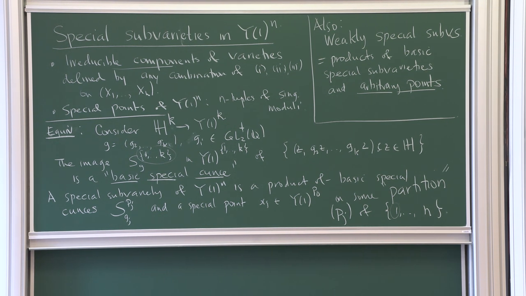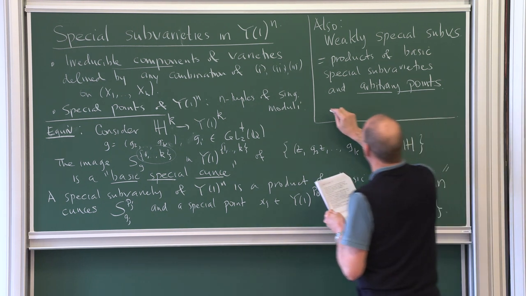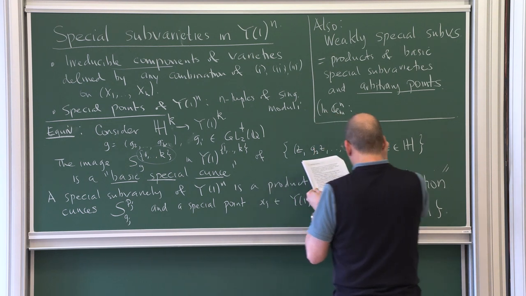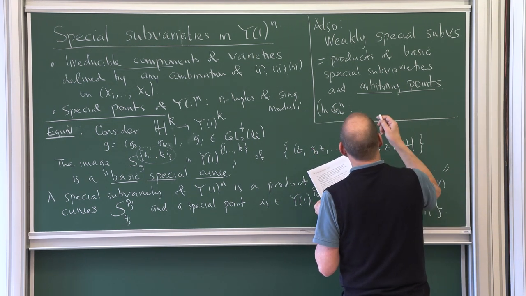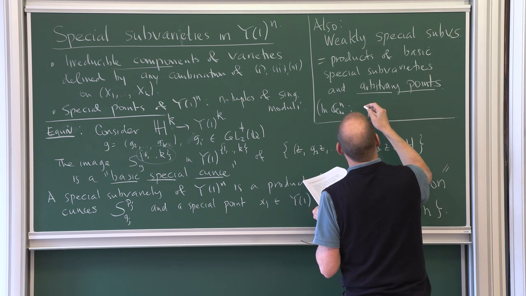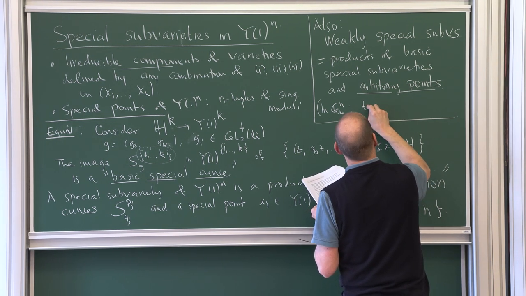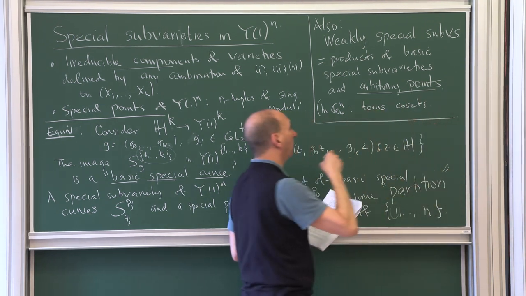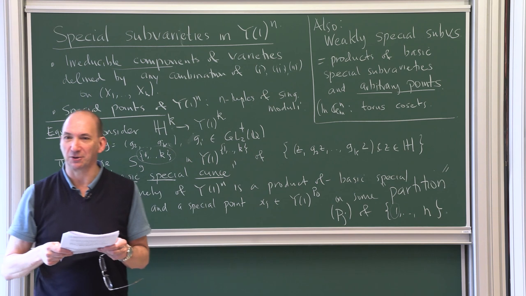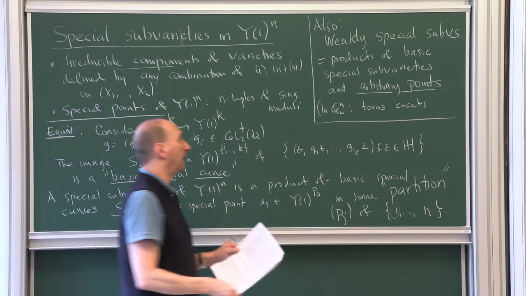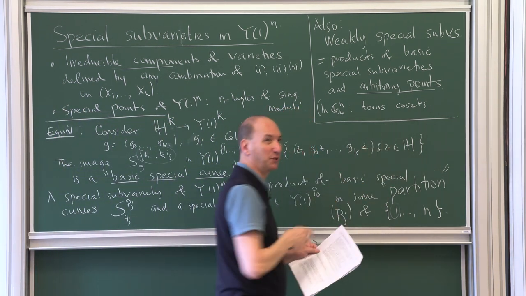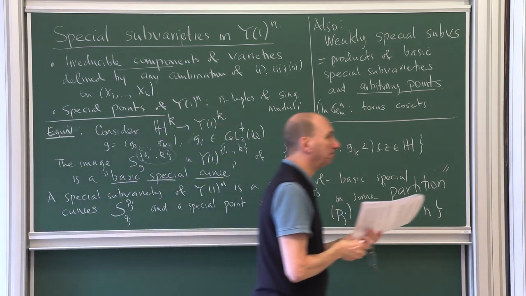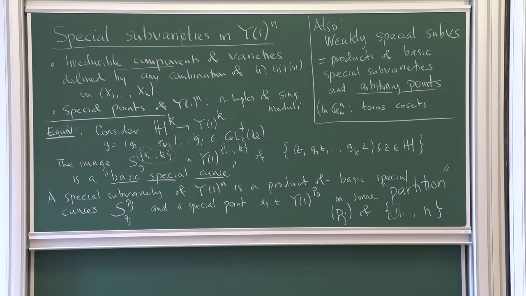Right. And just to say, maybe in brackets here, that in G_m^n, the weakly specials are cosets of subtori. So let's call them torus cosets. Arbitrary cosets of irreducible algebraic subvarieties, as opposed to torsion cosets, where the translate is by a torsion point. Okay? Right.